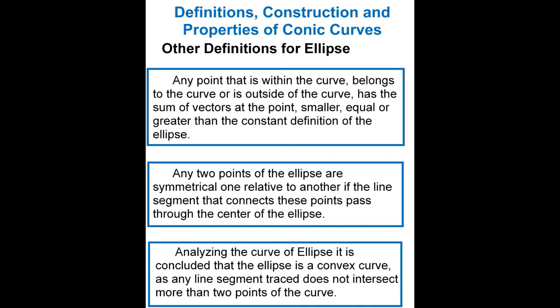This last slide of this first class in Chapter 7 shows some additional definitions about the conic curve ellipse. The first definition says that any point that is within the curve, belongs to the curve, or is outside of the curve, has the sum of radius vectors at the point less than, equal to, or greater than the constant of definition of the ellipse. The second definition states that any 2 points of the ellipse are symmetrical with respect to each other if the line segment connecting these 2 points passes through the center of the ellipse.